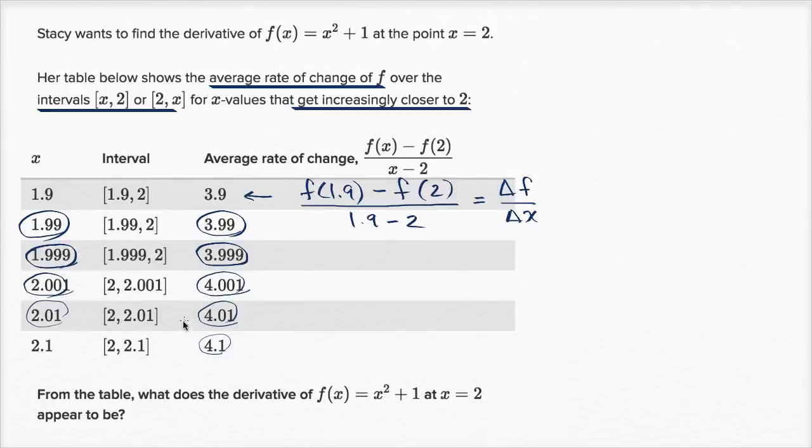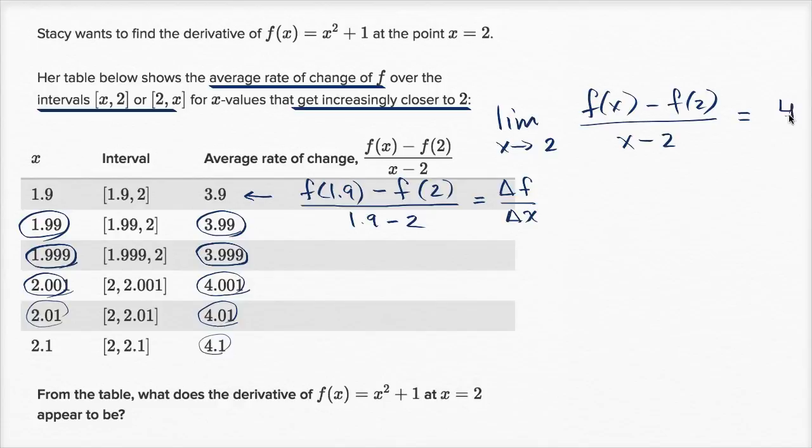So what this data is really helping us approximate is the following. The average rate of change we know is f of x minus f of 2 over x minus 2. But what we're really thinking about is, what is the limit as x approaches 2 of this expression? That's what this data is helping us get at. And it looks like this limit is equal to 4. The closer that x gets to 2 from either the left-hand side or the right-hand side, the closer this expression, which is this number, gets to 4.